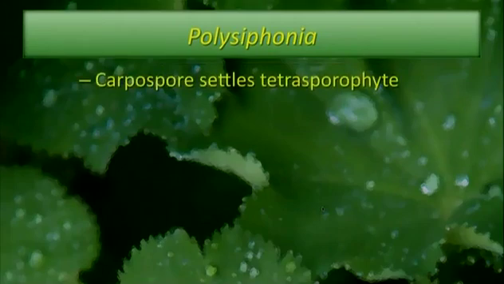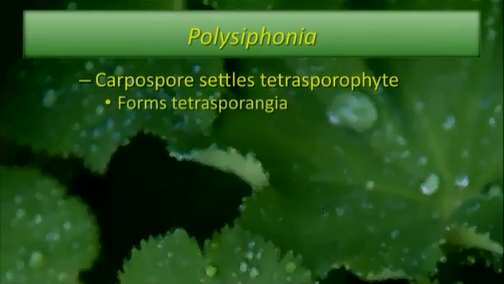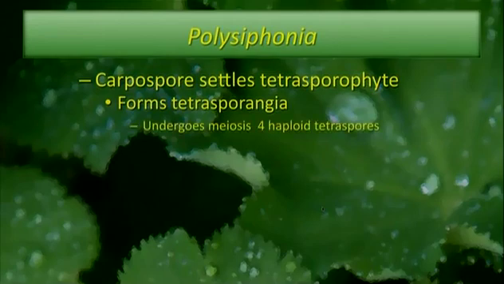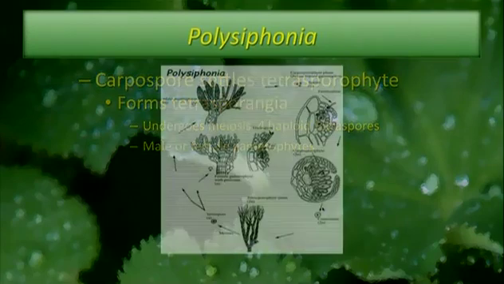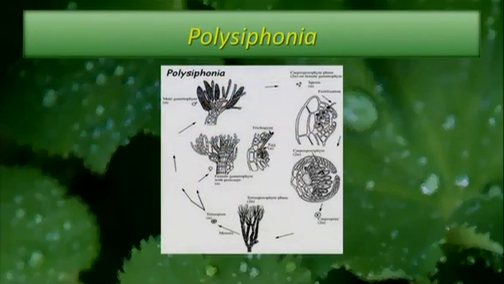Okay. So the carpospore settles and becomes a tetrasporophyte, and that tetrasporophyte forms tetrasporangia. These sporangia are just structures that make spores. Okay, they undergo meiosis to form 4 haploid tetraspores, and these become male or female gametophytes depending on their makeup. Okay. So here is the tetrasporophyte producing the haploid tetraspore through meiosis.